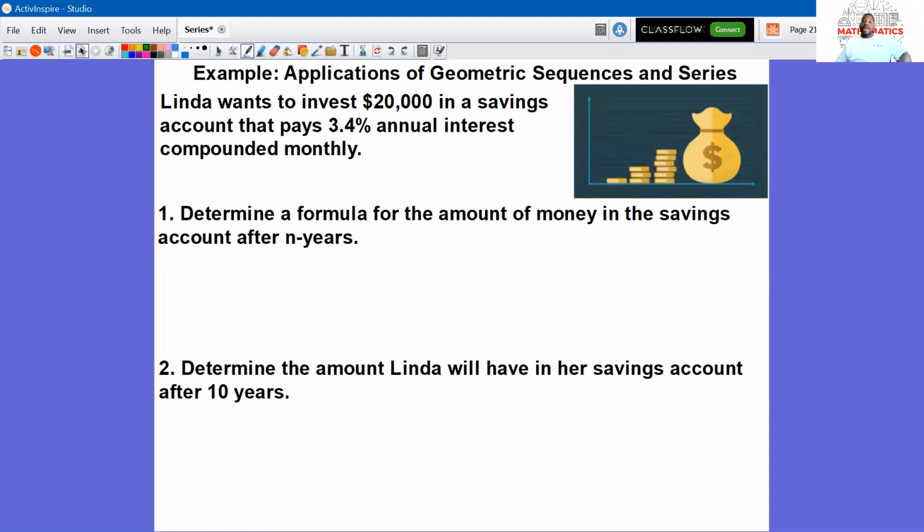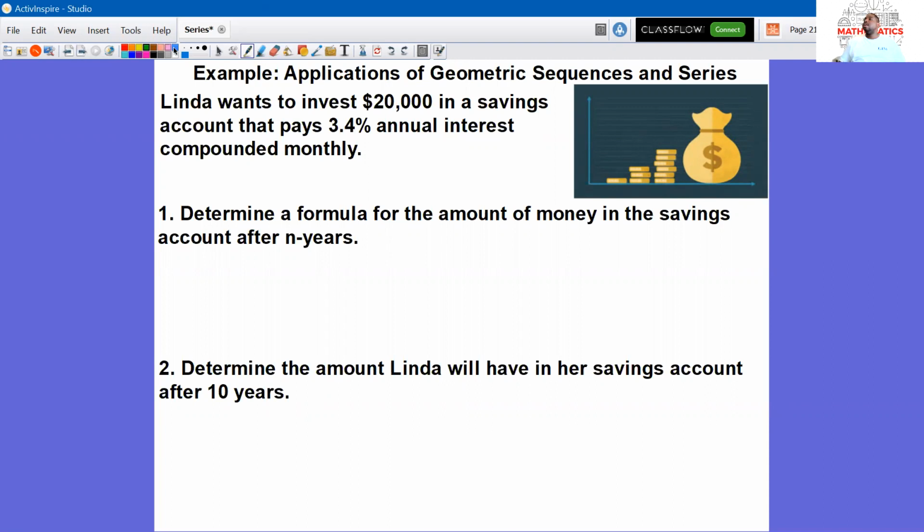All right, so now we get to some applications. Why geometric sequences and series? Well, most of you love money, so there's a problem dealing with compound interest. Okay, so Linda wants to invest $20,000 in a savings account that pays 3.4% annual interest compounded monthly. We're asked to do 2 things. We're asked to first determine a formula for the amount of money in the savings account after n years, and then 2, determine the amount Linda will have in her savings account after 10 years.